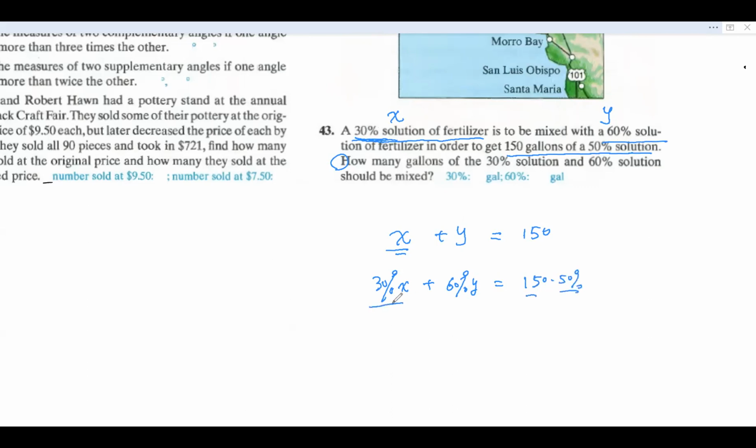So the fertilizer from the 30% and the fertilizer from the 60%, the total fertilizer in the final mixture should be the same as from the beginning, right? The mix of them. And the volume here is x gallons, this is y gallons, mixed together. The volume doesn't change, right? So you can get these answers by yourself. All right, so let's see the second part of our homework.